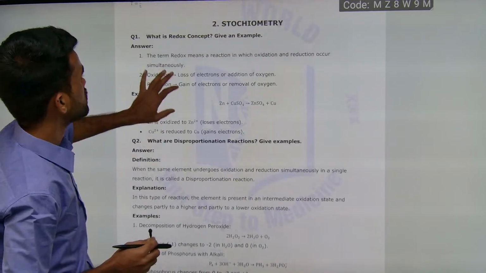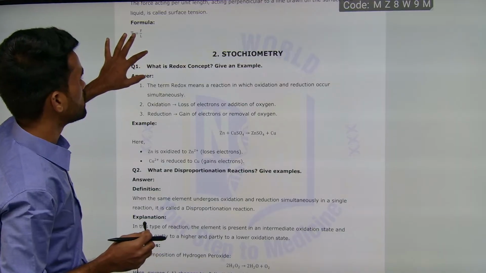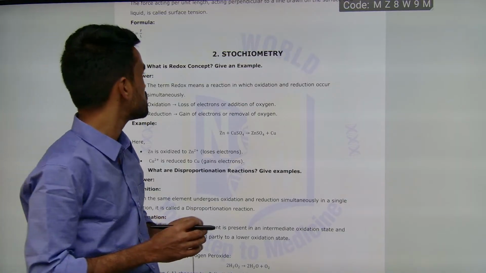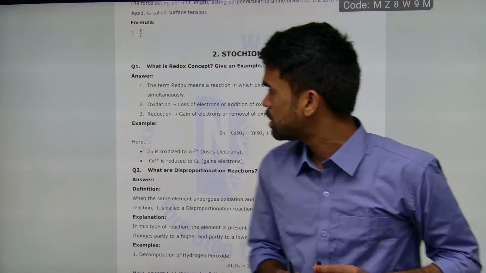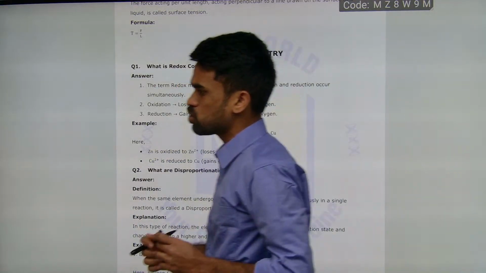So here is our chapter, stoichiometry. What does the first question say here? Just read it once. What is a redox concept? And give one example. This is the first question they are asking.